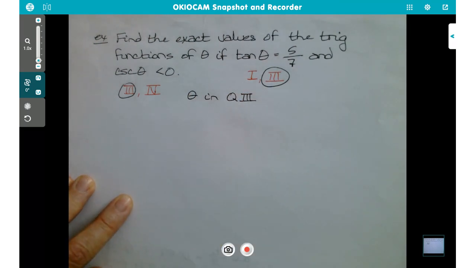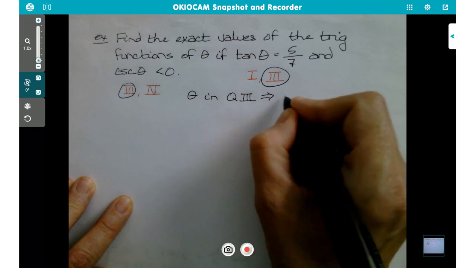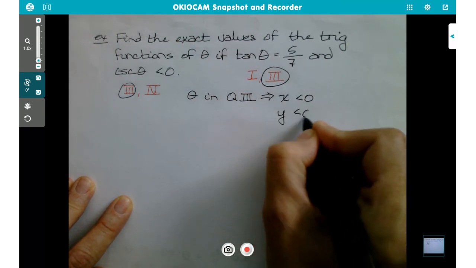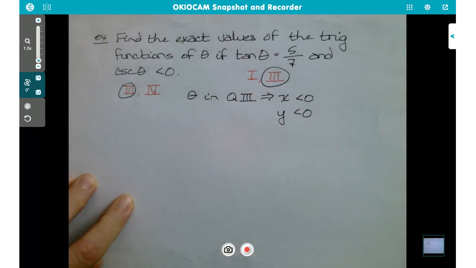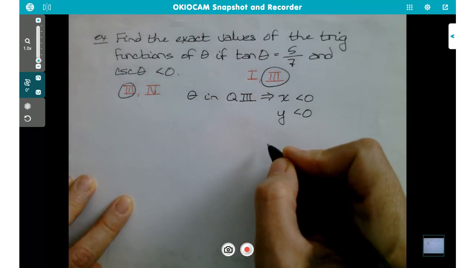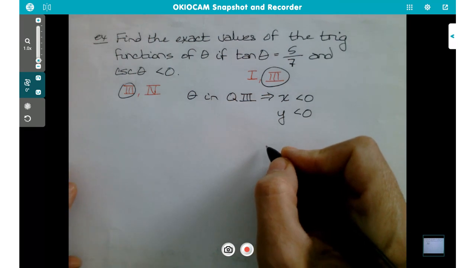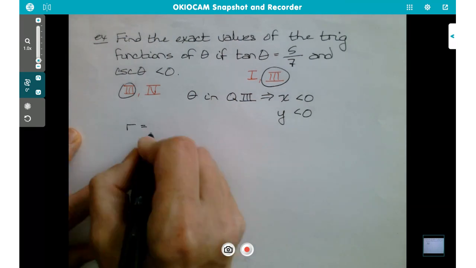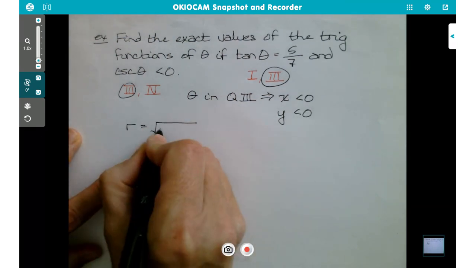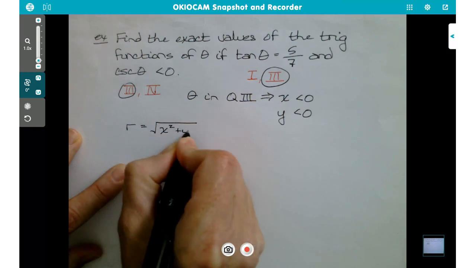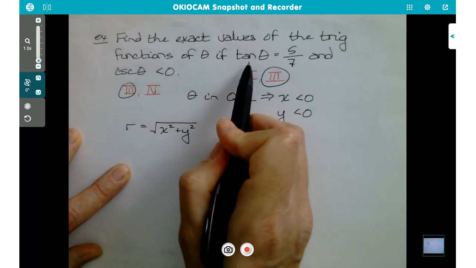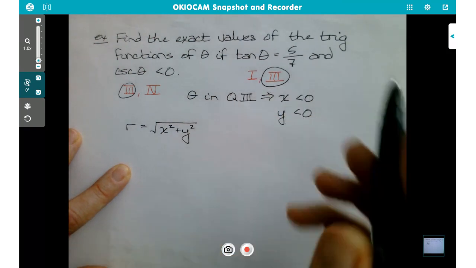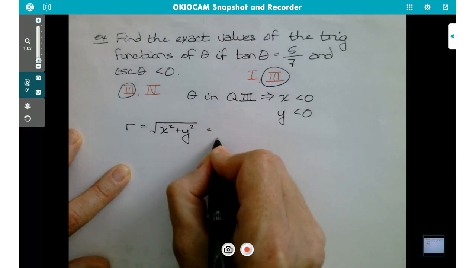If theta is in quadrant 3, that tells me x is negative and y is negative, because that's the way quadrant 3 works. R is positive because r is always positive, but we do need to find a value for r. R is the square root of x squared plus y squared. Tangent of theta is y over x. So we know x and y.